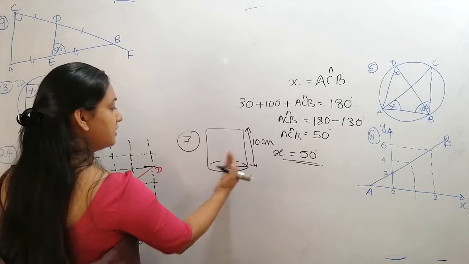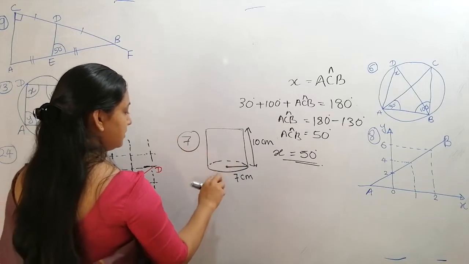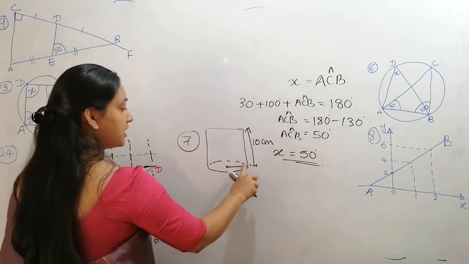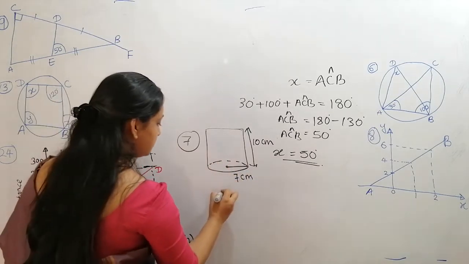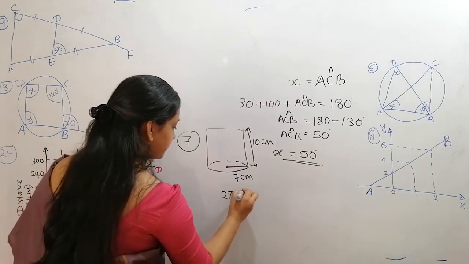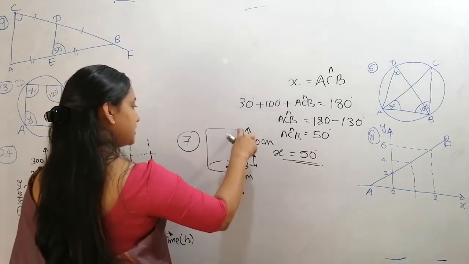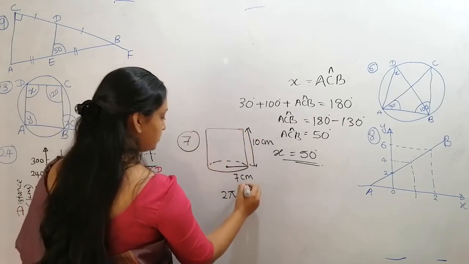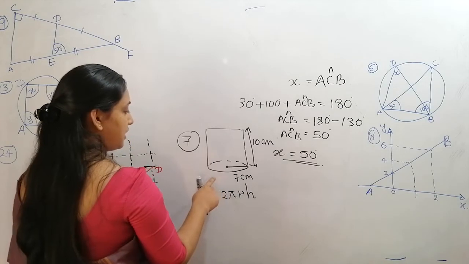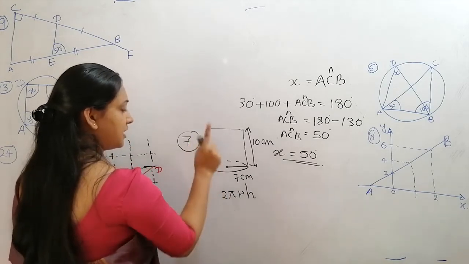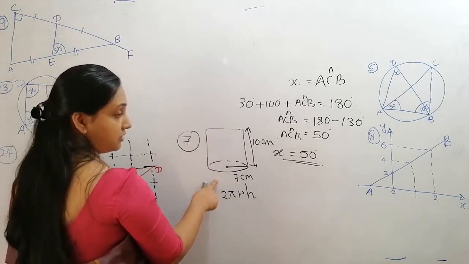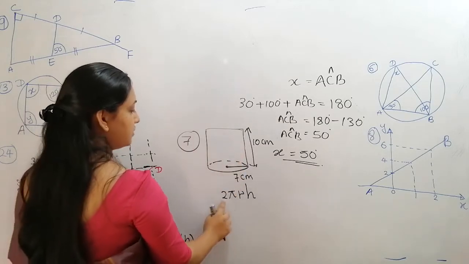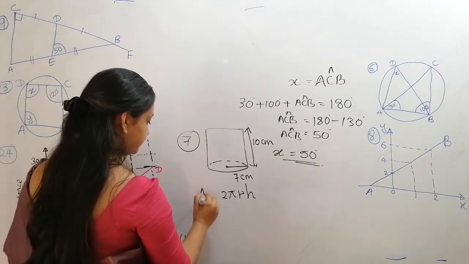Then we have to find the curved surface area. The circumference of the base is 2 pi r, since this is a circle. And then 2 pi r into h will be the curved surface area. The top surface area and the bottom surface area, no need to find. They only ask about the curved surface area. So it is 2 pi r into h.